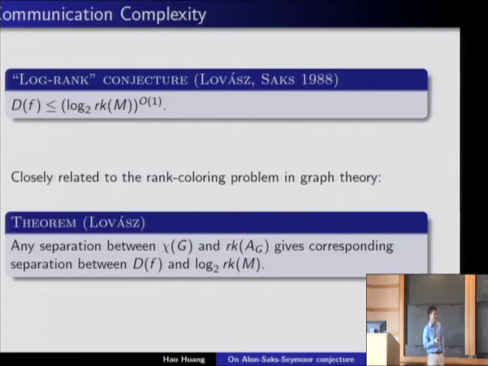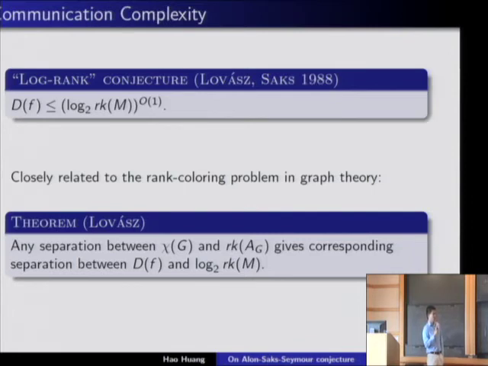and is closely related to a rank coloring problem in graph theory. A long time ago, there was a conjecture in graph theory saying that the chromatic number of any graph is at most the rank of the adjacency matrix of this graph. But it was later disproved by Noga Alon and Seymour.